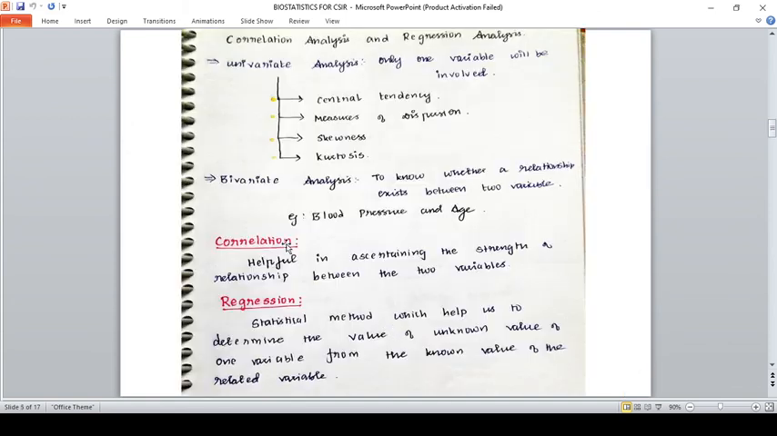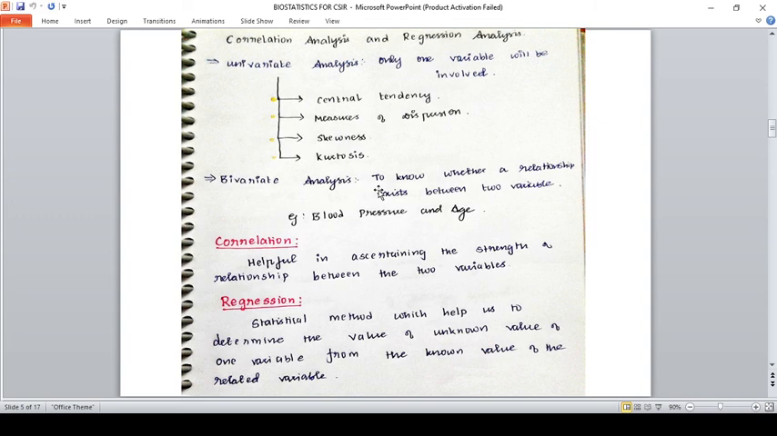The next topic is correlation and regression analysis. In univariate analysis, only one variable is involved. For univariate analysis, we have central tendency, measures of dispersion, skewness, and kurtosis. But bivariate analysis means knowing whether a relationship exists between two variables. For example, if you consider blood pressure and age, as age increases, blood pressure will also be high. Correlation helps to assess the strength of relationship between two variables, whether there is a good strength between them or not.